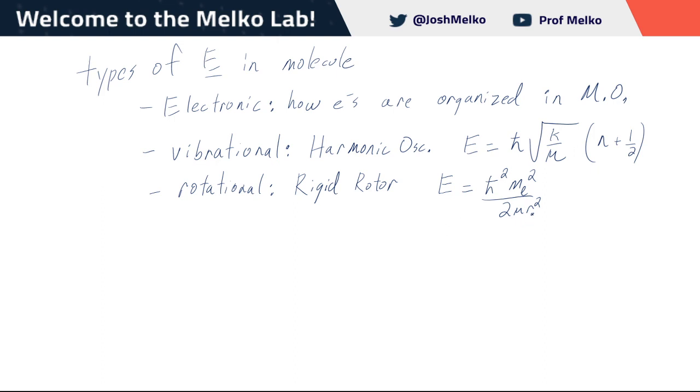For a given radius, because it is a rigid rotor. Now, you can go through and calculate what the energy spacings are between two quantum states, ml equals 0 and ml equals 1. And you can come up with the following. Because, again, in molecular spectroscopy, we care about delta E, the energy spacings.